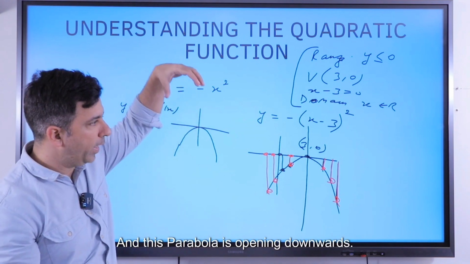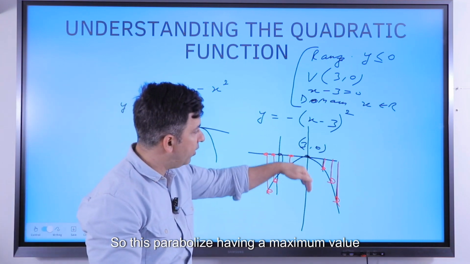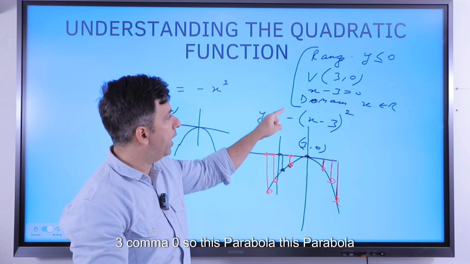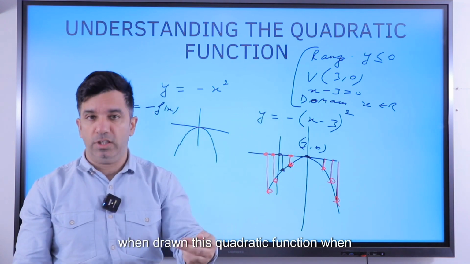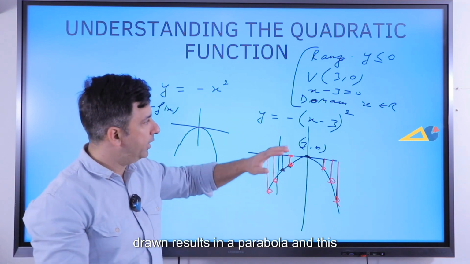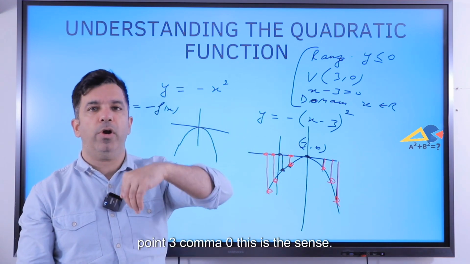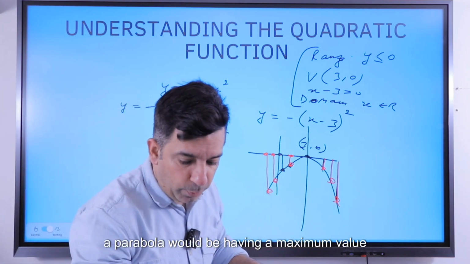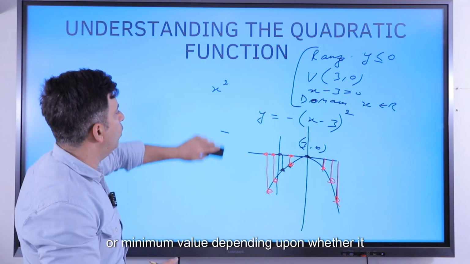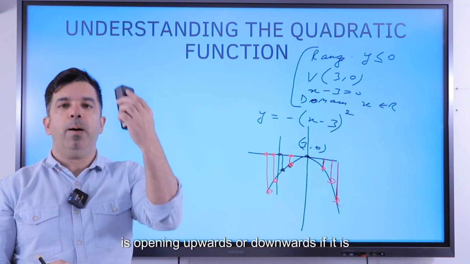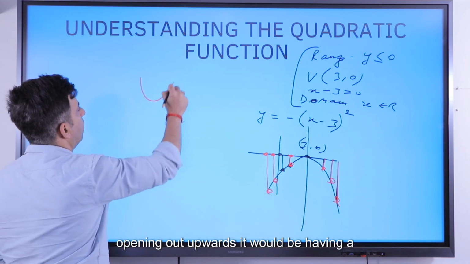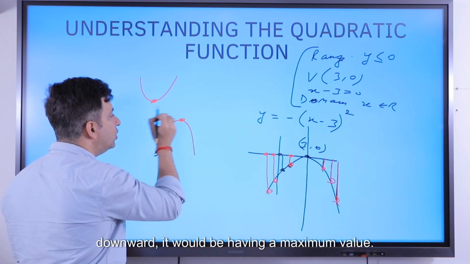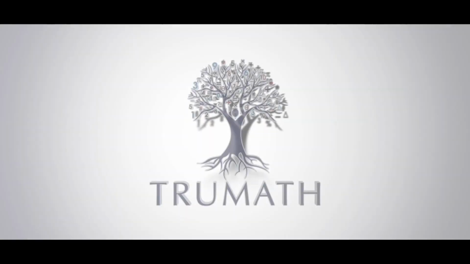And this parabola is opening downwards. So this parabola has a maximum value now at this point, 3, 0. This quadratic function when drawn results in a parabola, and this parabola has a maximum value at the point 3, 0. So a parabola would have a maximum value or minimum value depending upon whether it is opening upwards or downwards. If it is opening upwards, it would have a minimum value, and if it is opening downward, it would have a maximum value. So that is the sense.